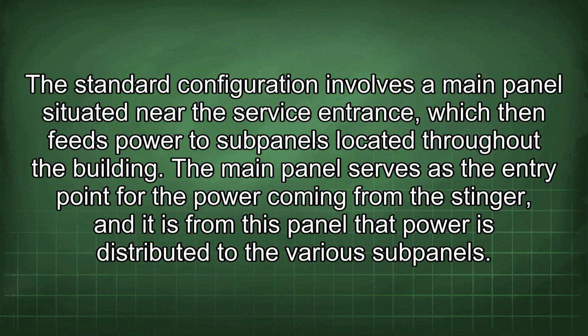The standard configuration involves a main panel situated near the service entrance, which then feeds power to subpanels located throughout the building. The main panel serves as the entry point for the power coming from the stinger, and it is from this panel that power is distributed to the various subpanels.